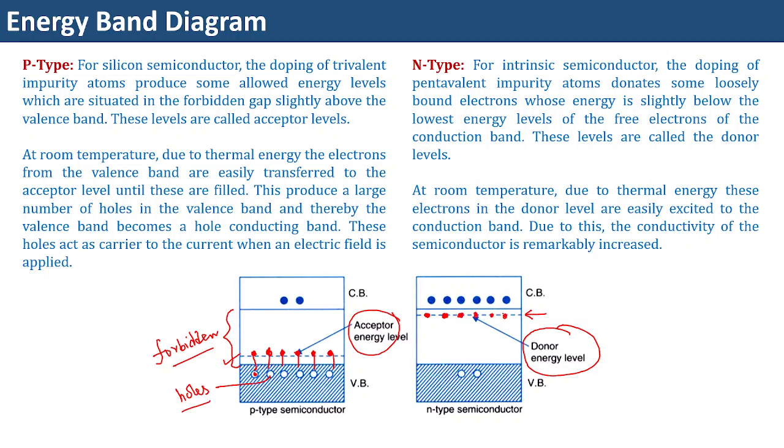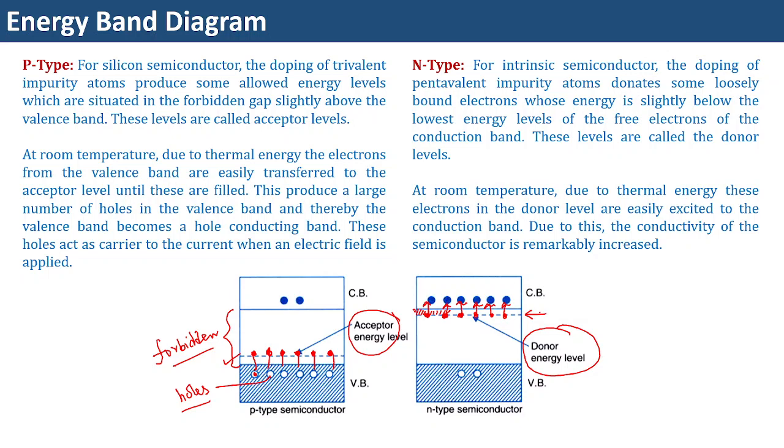Whenever you give some small amount of energy, thermal energy, even at room temperature, these electrons get sufficient energy to cross the small barrier. The barrier becomes so small now. So these electrons go directly to the conduction band, and ultimately they conduct electricity, because in order to conduct electricity by electron, you need to have electron in the conduction band. That is why donor level is called donor level, because it means the energy level which supplies electron to the conduction band.